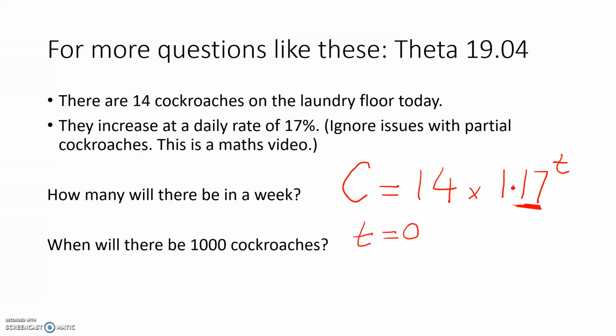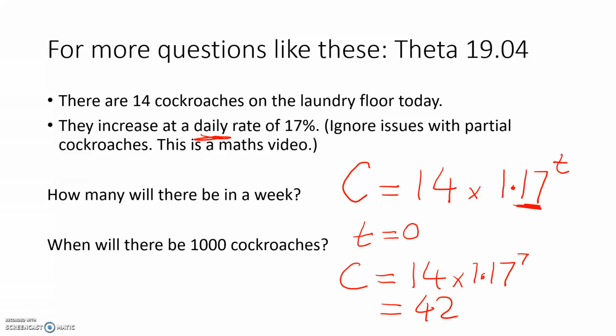So to figure out how many there will be in a week, we just have to substitute in t equals 7, because it's a daily rate of 17%. So that will give me C is equal to 14 times 1.17 to the power of 7, and that works out to be, right, sorry about that, I hadn't worked that out and I didn't have a calculator. That works out to be 42 cockroaches.